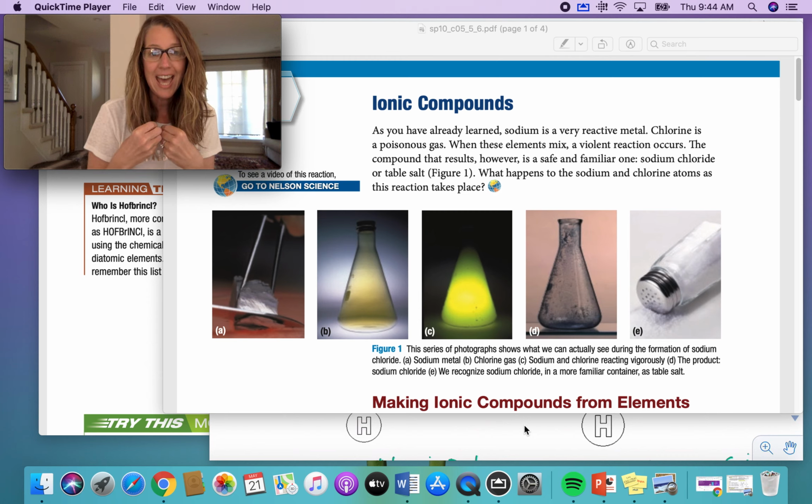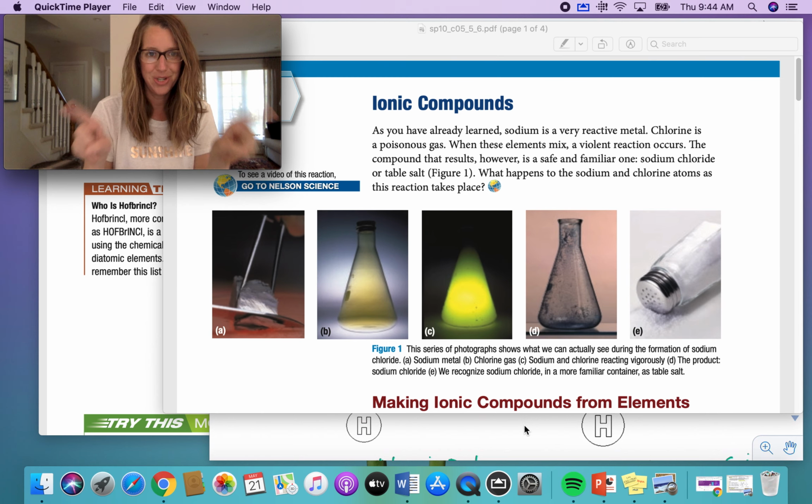When you're looking at a compound and you have to name it, if it's composed of all non-metals, then you know that it's a molecular compound. It's actually a molecule, and then you're going to use the rules for molecular compounds. So there are two sets of rules, and you need to be able to identify that.